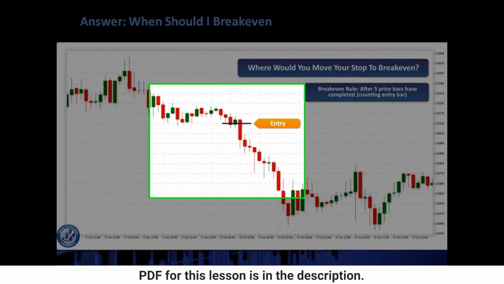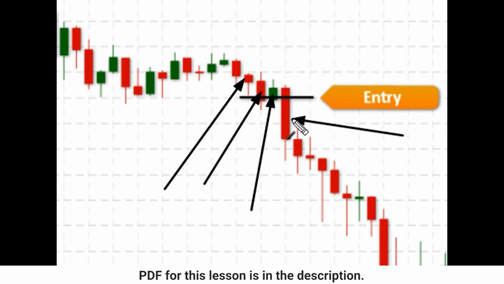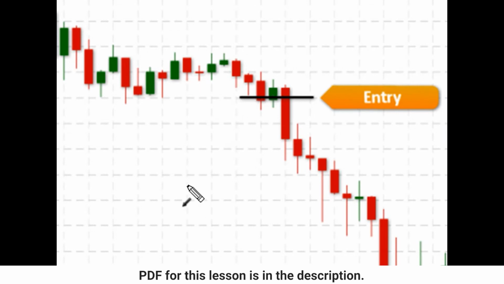So which bar do we actually enter on? Is it this one here? This one? This green one? Or maybe this big red one? Well, the answer is this one right here, because that is when price first touches the entry price, shown by the black line. So we've got 1 price bar.